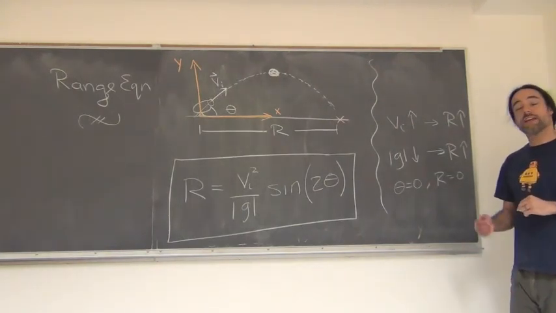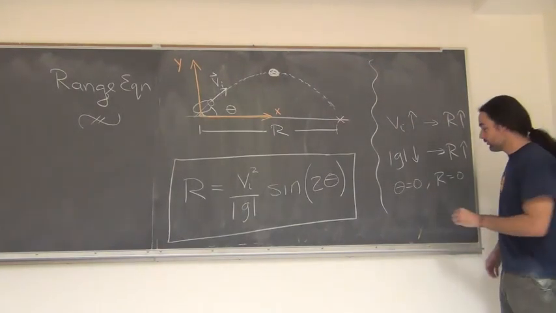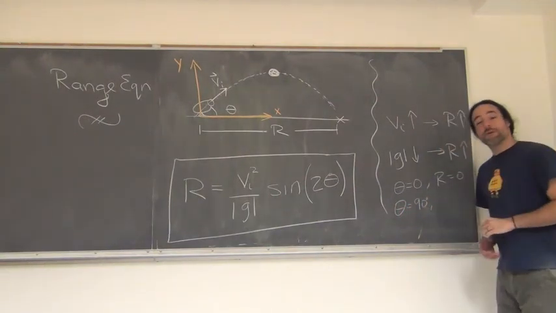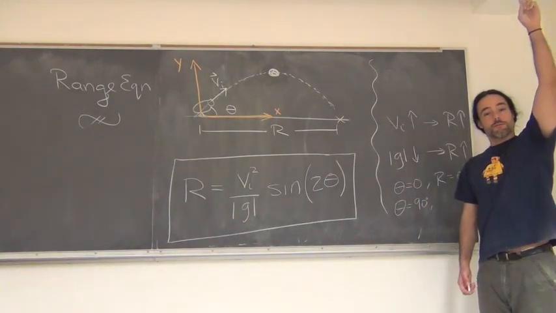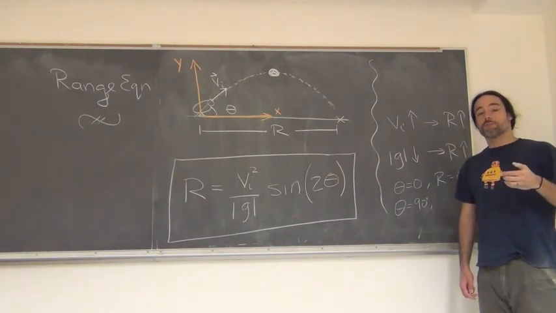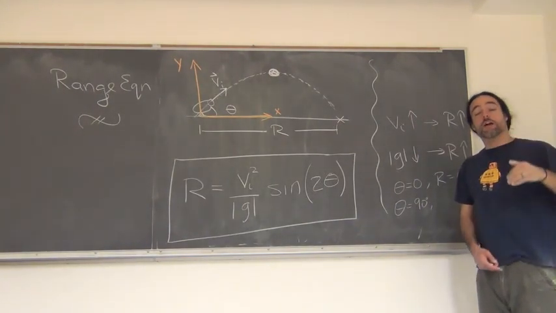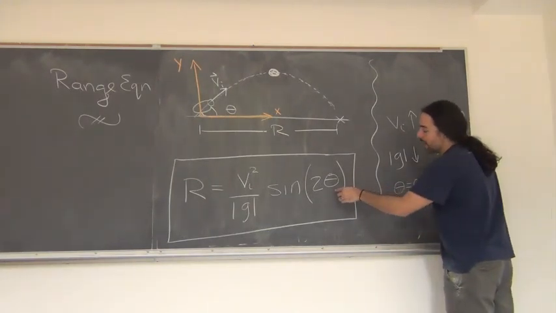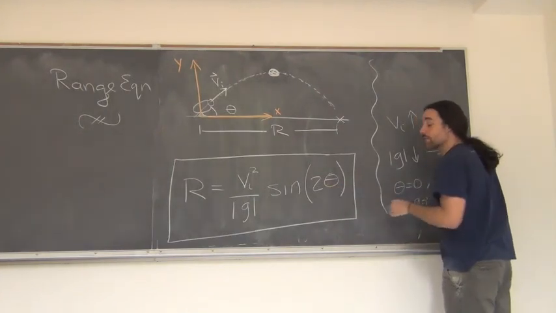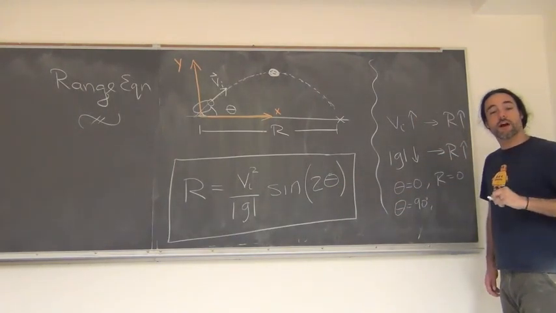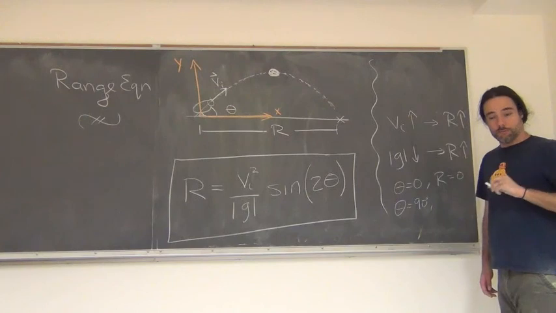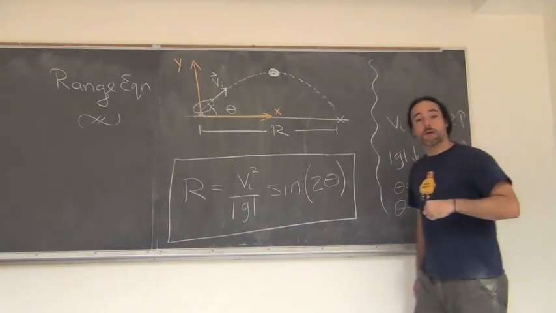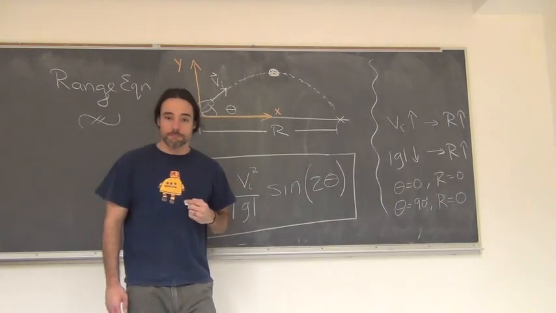Similarly, if I plug in the sine of 90 degrees, that would be like firing a projectile straight up. And the range of the projectile, even if it goes very high, it's not going very far in the x direction. If I plug in 90 for theta, I'm going to get the sine of 2 times 90, which is the sine of 180, which is also 0. Which makes sense because, again, if you fire a ball straight up, it's not going anywhere in the x direction.